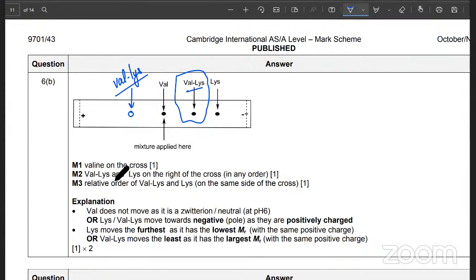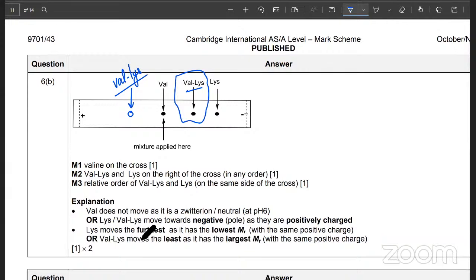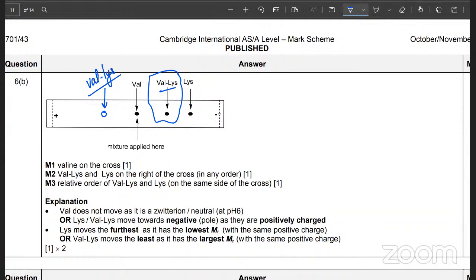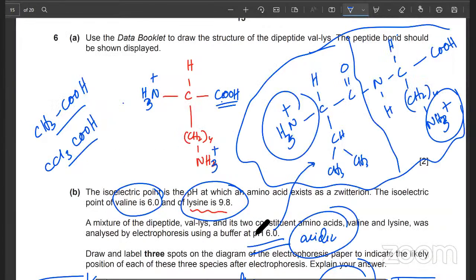उससे valine and lysine on the right of the cross, ठीक है, relative order of valine and lysine, that's well, specifically they're saying that it goes to the right of the cross. In our assumption, it's also going to the right of the cross, but we did everything the same. But this one was just an assumption. The last one was, okay, I just assumed that the pH is 6.